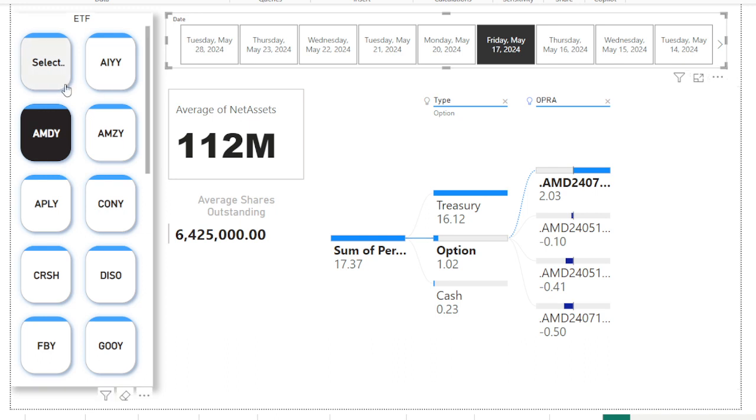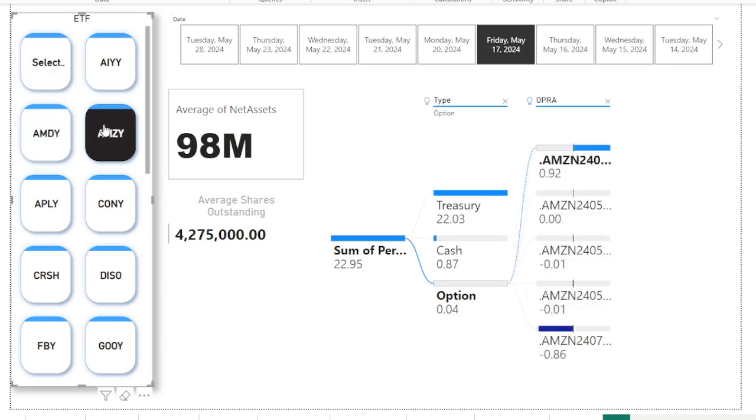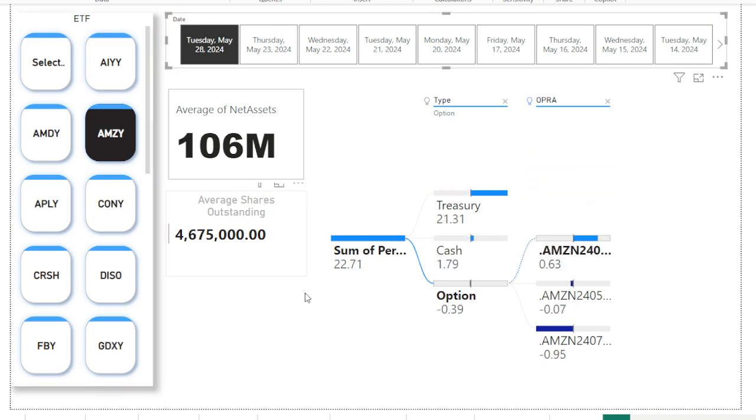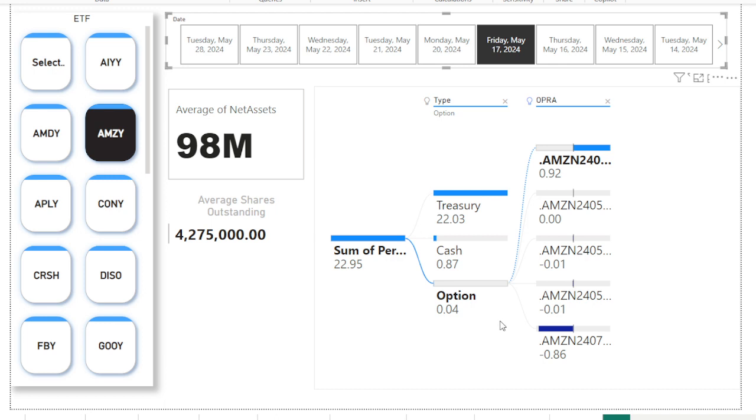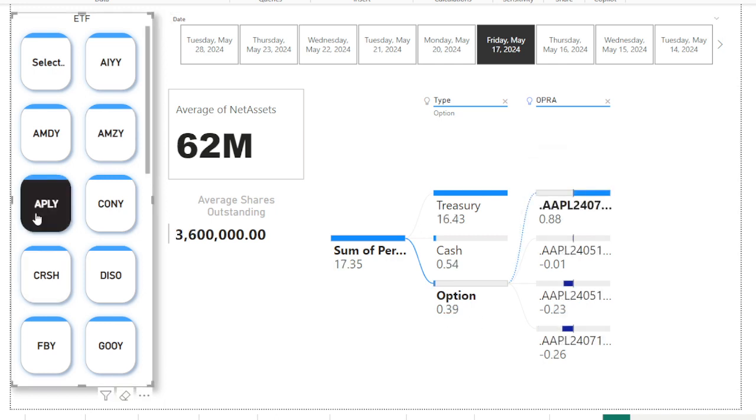So let's make sure everything looks okay. AMZY averaged 98 million, and the option position is a 4 cent debit. Let's see what we have for the new week. Okay, they also have an increase to 106, and the options went to a 39 cent credit, so hopefully they can keep most of that. But again, this is a short week, so I'm expecting the amount of premium to be kind of skimpy.